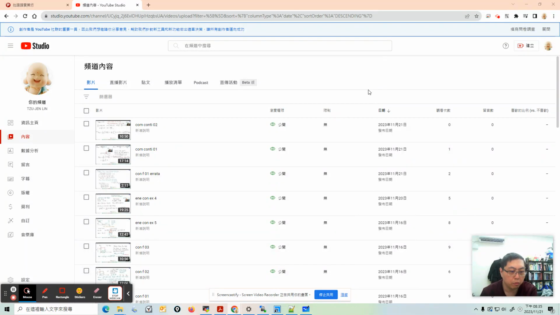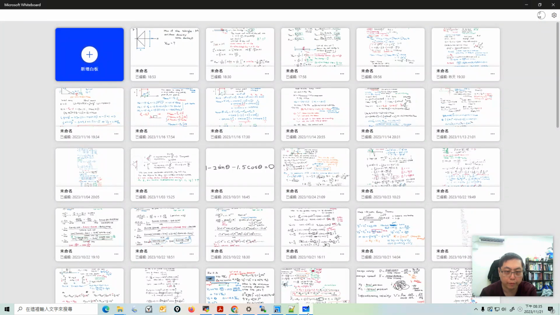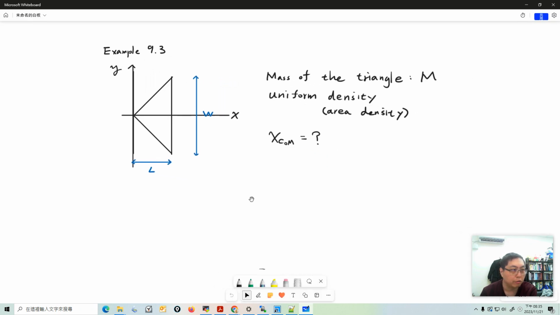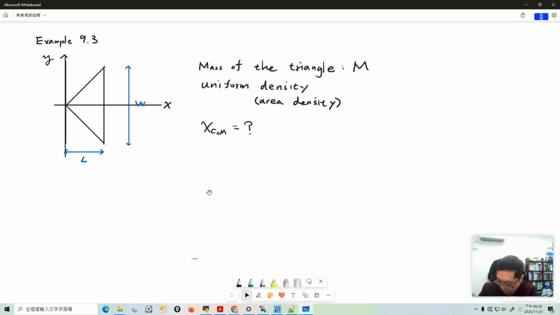Hello everyone. In this video, I'm going to show you an example from the textbook. It's also a center of mass problem, a continuous system. Suppose we have a triangle on the graph. The triangle's length is L and its width is W.